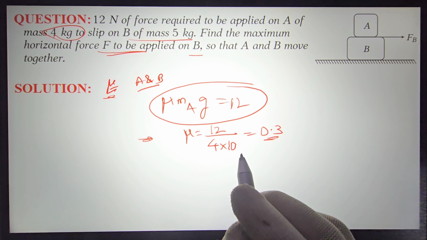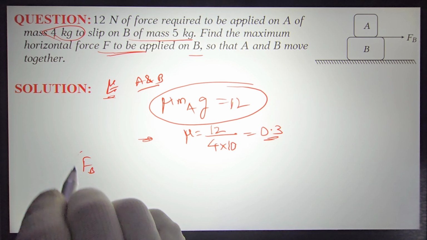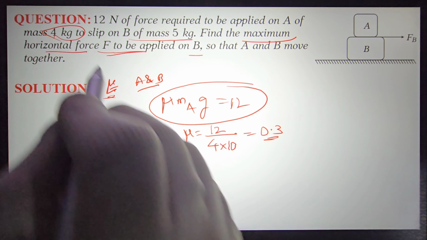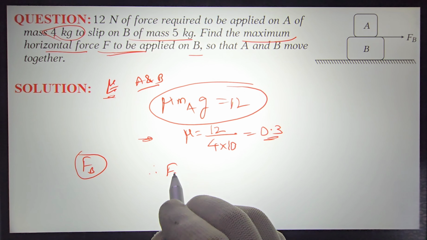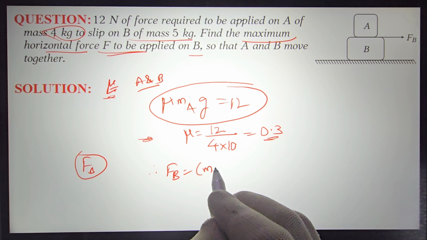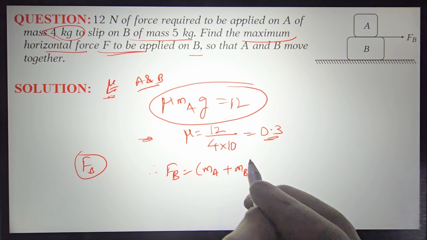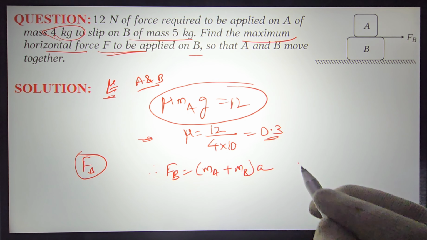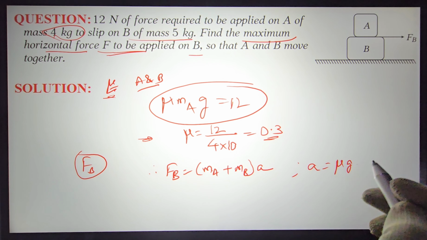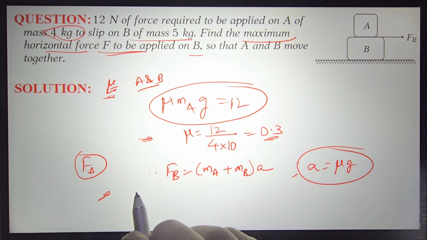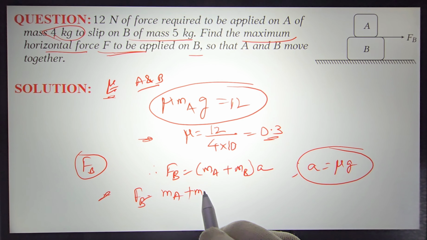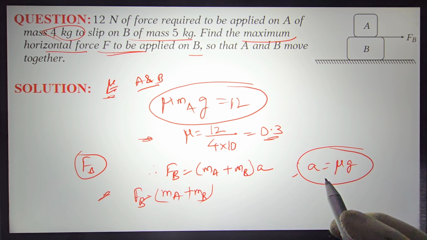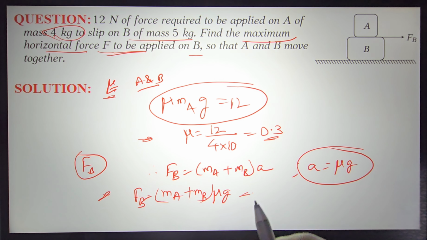Now for the maximum force FB applied on B, the problem says FB is applied on B so that A and B move together, right? Therefore you can say FB is equal to (MA plus MB) into a, right? Where a is equal to mu into g. Therefore, finally, in this expression, you just put mu into g in place of a, so that you get the value of FB by putting in all these values.